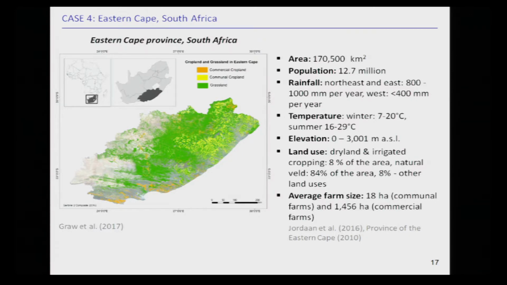Average farm size is around 18 hectares for communal farms, and please notice that most of the communal cropland areas are located here in the northern part of the Eastern Cape, while most of the commercial farms are located here in the south and southwest.